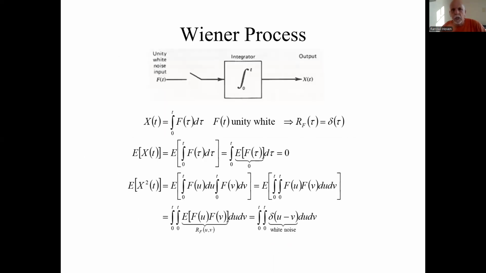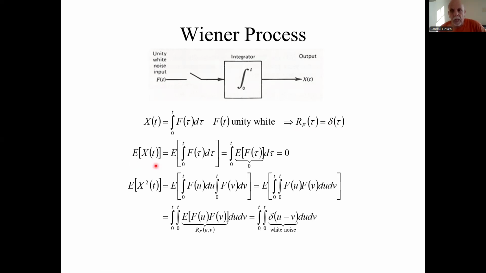Now, what if we integrate white noise? Take unity white noise as an input, this F, integrate it up to time t, and that's the output x. Let's look for all the things we normally look at for a random process: the mean square, and the autocorrelation function. Here's the relationship between output and input. Since F is unity white noise, its autocorrelation function is just the Dirac Delta function, delta of tau.